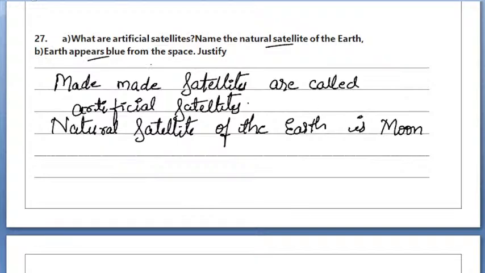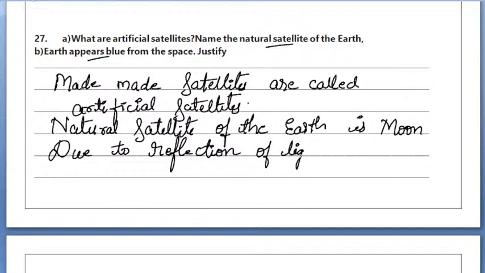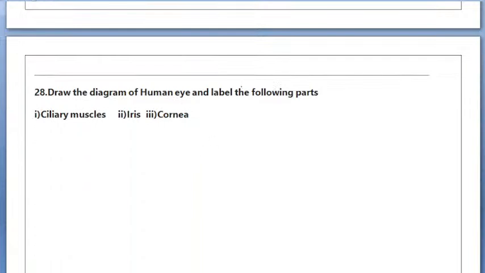Next question I have asked: Earth appears blue from the sky. Why? Due to the reflection of light from the water, the Earth appears blue from space. So these are some of the questions, children.